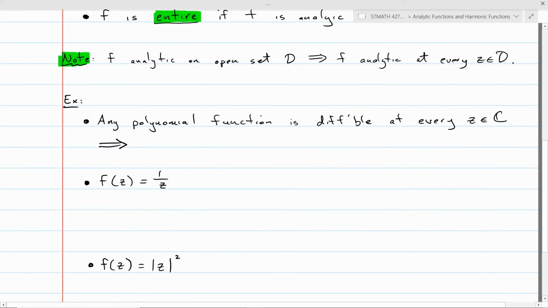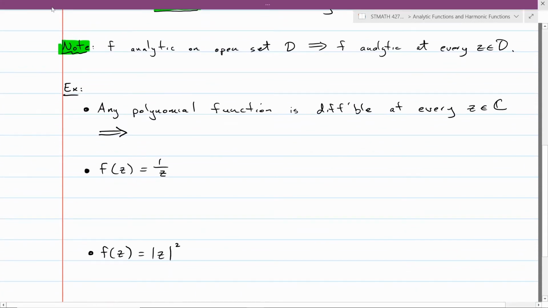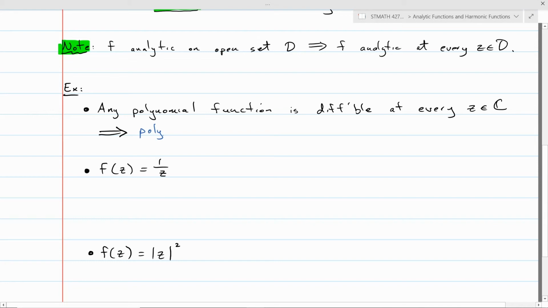So just a few examples. We know that polynomial functions are everywhere differentiable. Well, then we can say from that polynomial functions are entire.